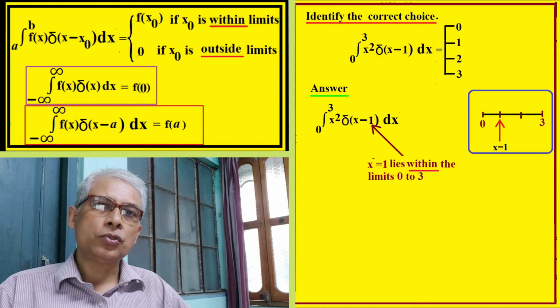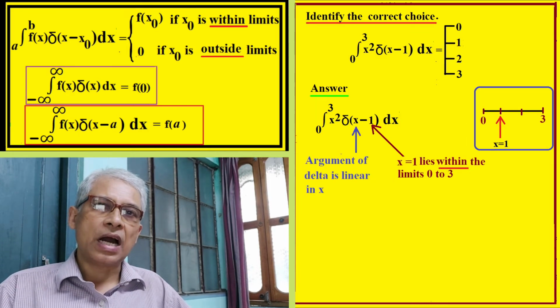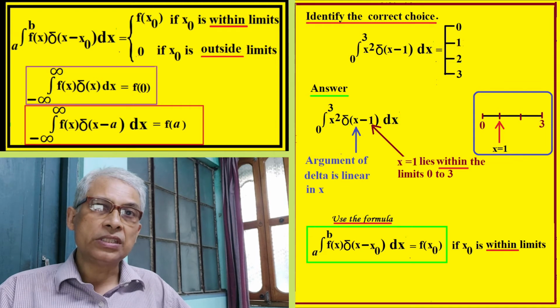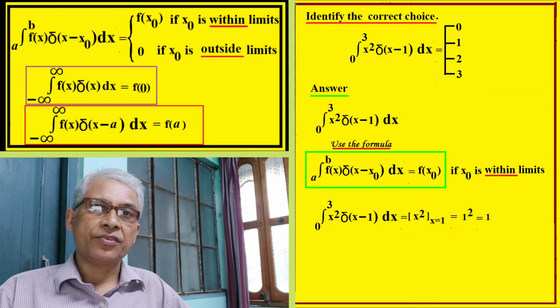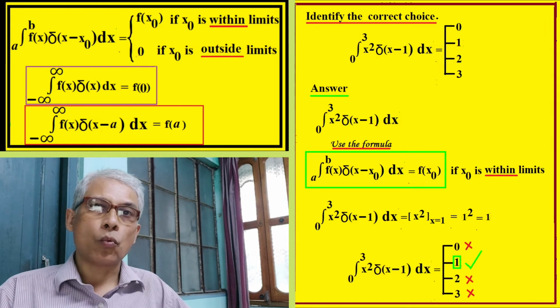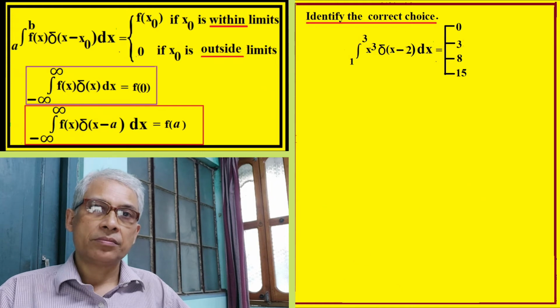Obviously, x equal to 1 falls within the prescribed range of integration, that is 0 to 3. Also, the argument of Dirac delta function is linear in x. Let us use this formula that we derived. The answer is therefore x square evaluated at x equal to 1 and the value turns out to be 1. So we have solved the problem.